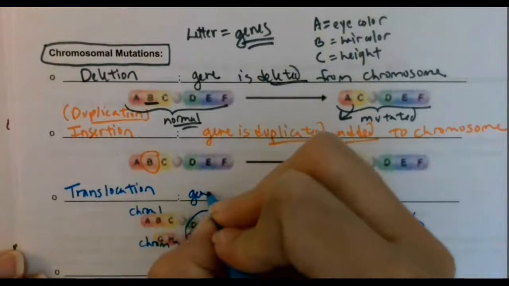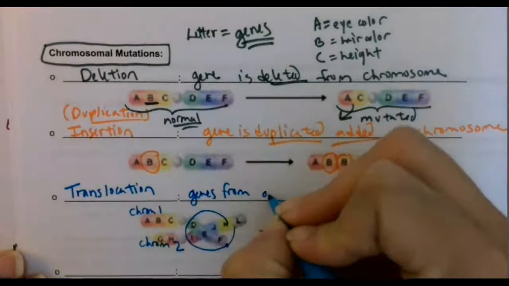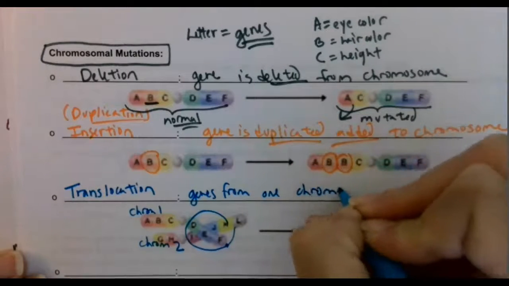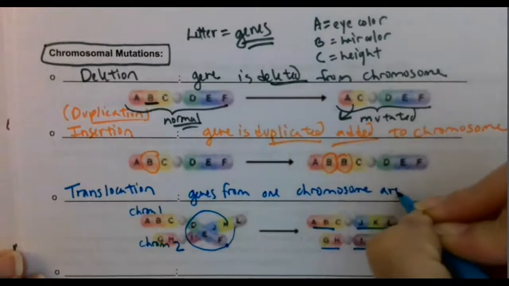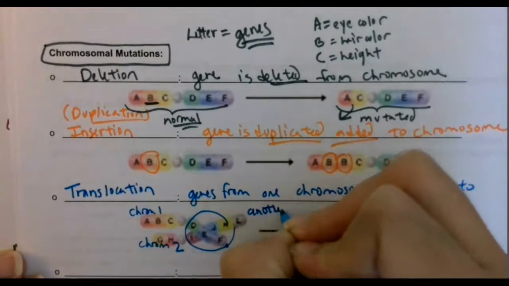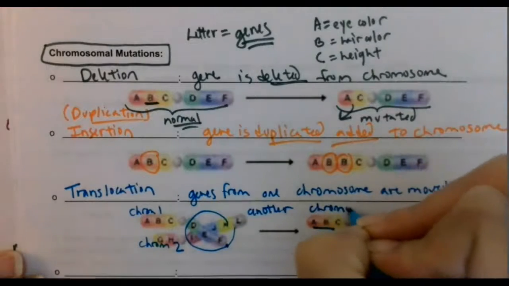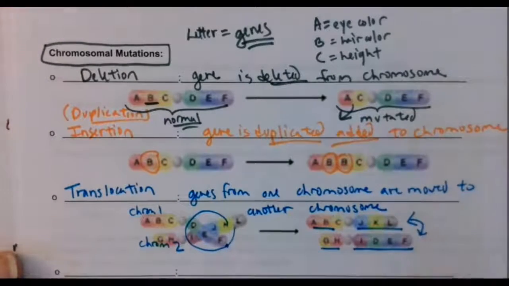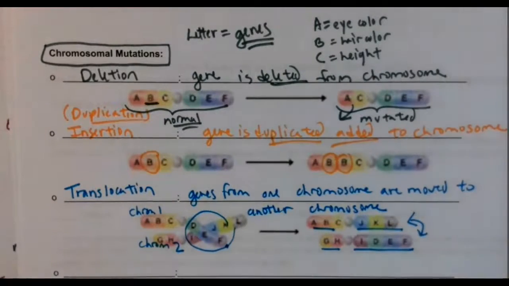This is when genes from one chromosome are moved to another chromosome. Why is this a big deal? You still have the genes. Well, think about your favorite book. Imagine you took chapter 2 of your favorite book and you moved it in the middle of chapter 18 of your favorite book. Yeah, the chapter's still there, but now the book doesn't make sense. Same thing in this example.